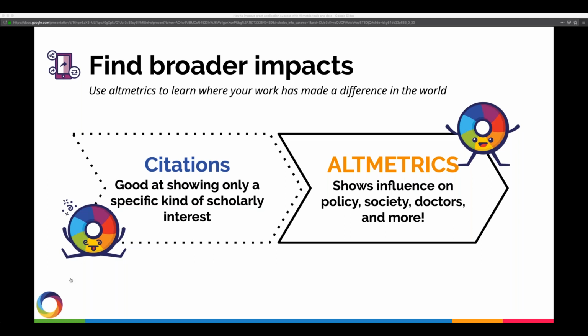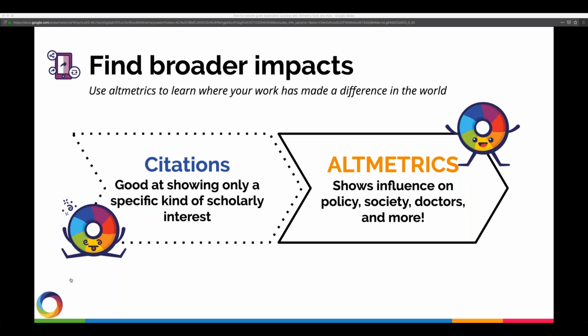So citations are really good at showing impact, but it's a very specific and narrow kind of scholarly interest in work. Altmetrics, on the other hand, can showcase influence on public policy, on the culture at large, on practitioners like doctors and clinicians and other stakeholder groups that are actually talking about research, engaging with research, and putting it into action.